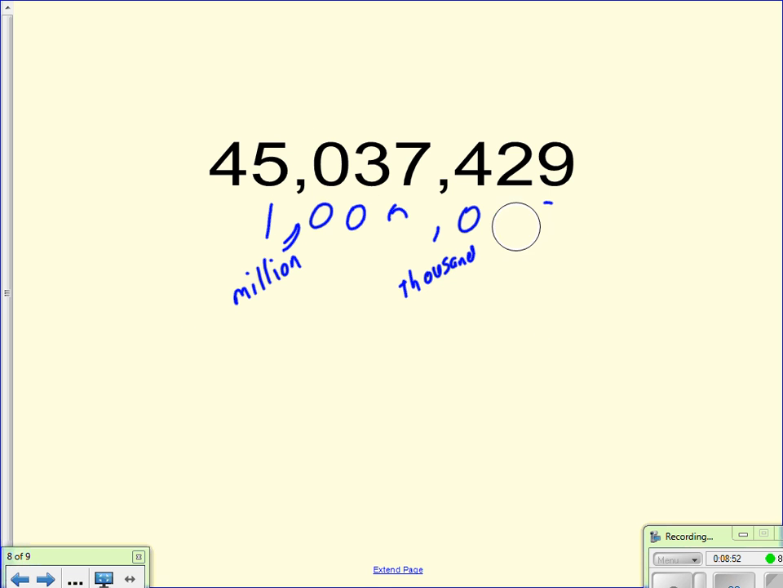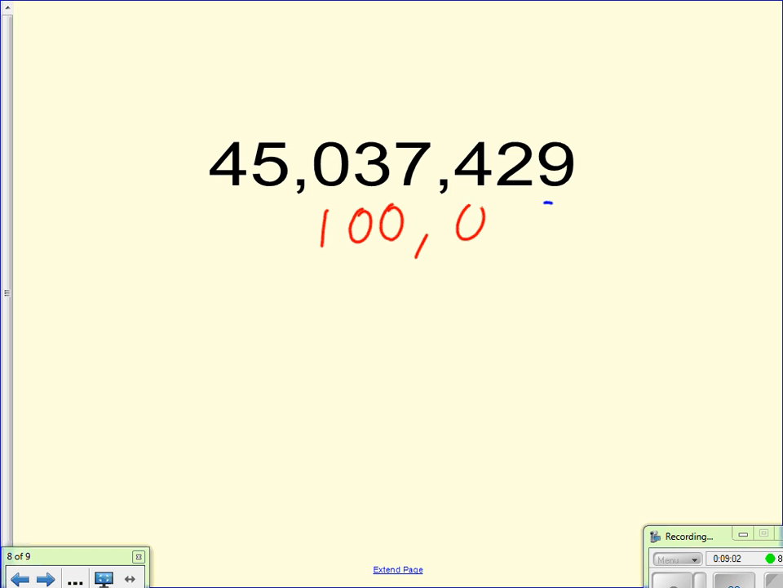Let's try the 0. Where's the 0 at? Well, the 0 is in the... put the 1 or the 0, 100,000. First comma is 1,000. It's in the 100,000 place value. So I have 0 100,000s in that number.